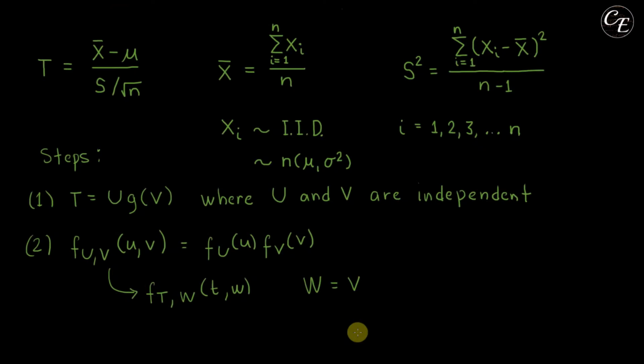And then for the third step, we can finally derive the PDF for the t-distribution as the integral of this joint PDF with respect to w. So now let us proceed with step 1.